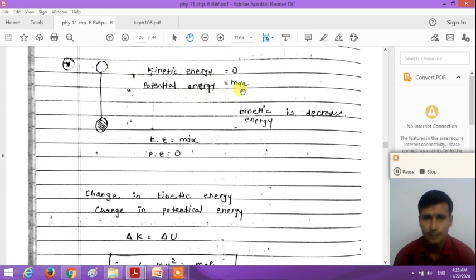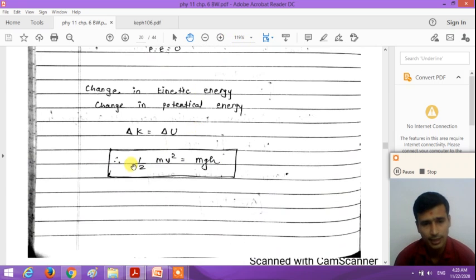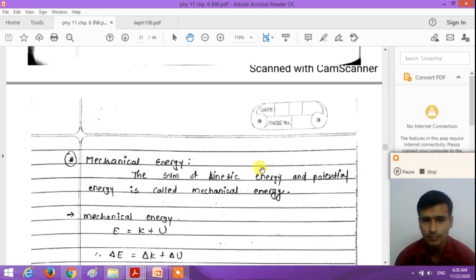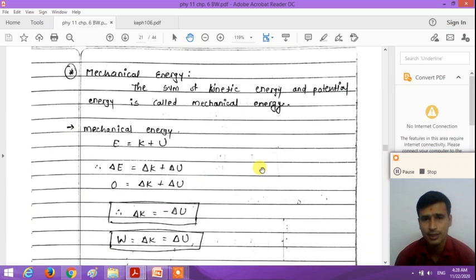So from that, we can say that the change in the kinetic energy is equal to the change in the potential energy. So we can say that 1/2 mv² is equal to mgh, right? And the sum of the kinetic energy and the potential energy does not change with time, and that is called the total mechanical energy, right? The sum of the kinetic energy and the potential energy is called the mechanical energy.